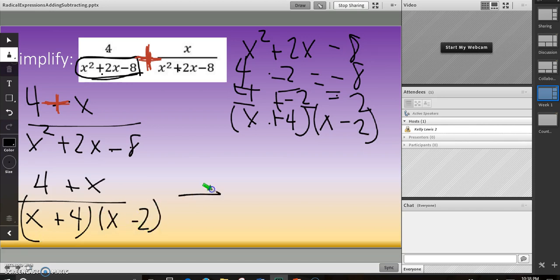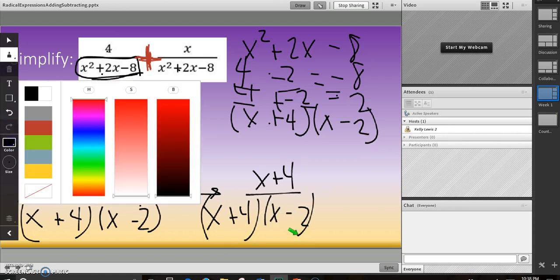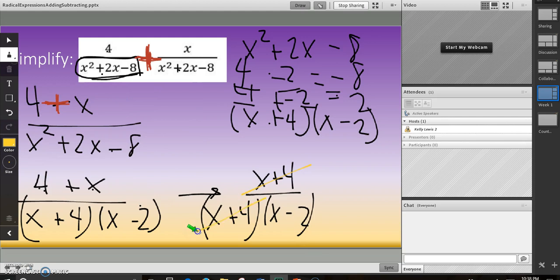5 plus 7 is 12. And 7 plus 5 is also 12. So you can flip-flop addition, but you can't do that with subtraction. We've talked about that before. So 4 plus x is really x plus 4. And then we have the x plus 4 from there, and then that x minus 2. x plus 4, x plus 4. And so we have a 1 left over at the top. So it's 1 over x minus 2 is our answer.